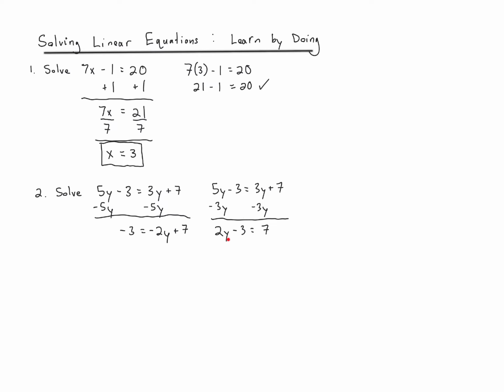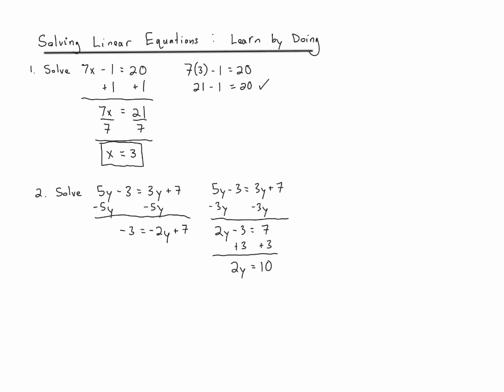So we want to get the y alone. To do that, we need to get rid of this negative 3. To do that, we're going to add 3 to both sides. On the left, that leaves us with 2y. And then on the right, 7 plus 3 is 10. And now we have one more step.